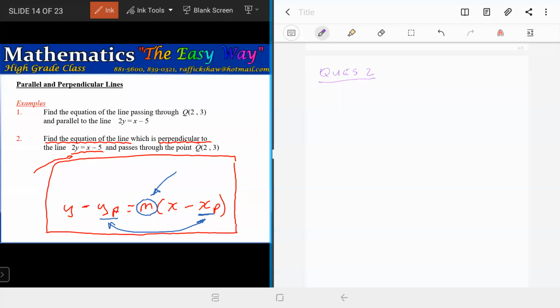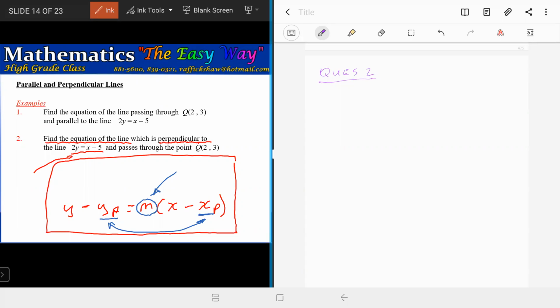Flip the one that you have and change the sign. So we apply what we just learned: how you go from one gradient to the next if it is perpendicular, or how you go from one gradient to the next if it is parallel. If the 2 lines are parallel, you just make them equal. If the lines are perpendicular, you flip the one that you have and change the sign, and that is going to be the gradient of the other line, which is perpendicular.